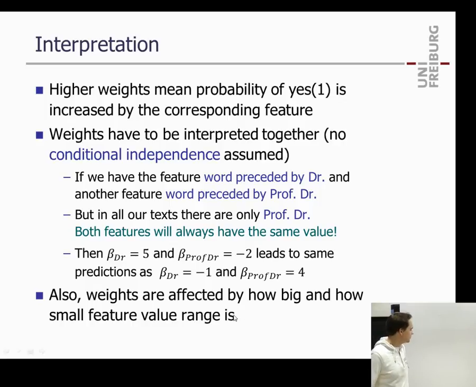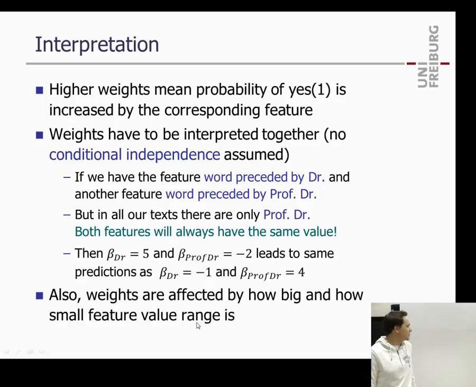And also, another thing is, if your features are in a different range, let's say you have 0, 1 features, like we just mostly had 0, 1 features, word is capital or not. But you could also have a feature like the length of the word, and that may be between 1 and 100 or something. Then the weights are affected by how big or how small your feature value range is.